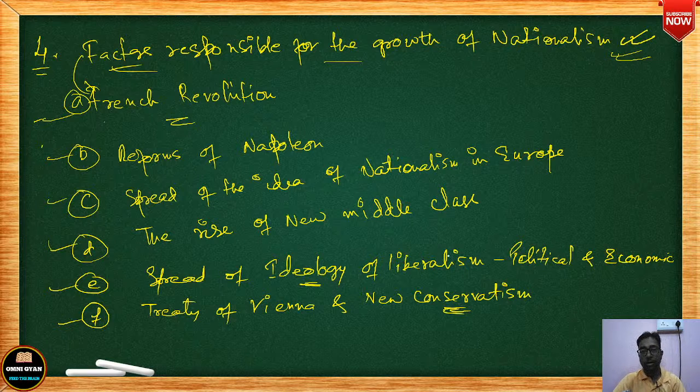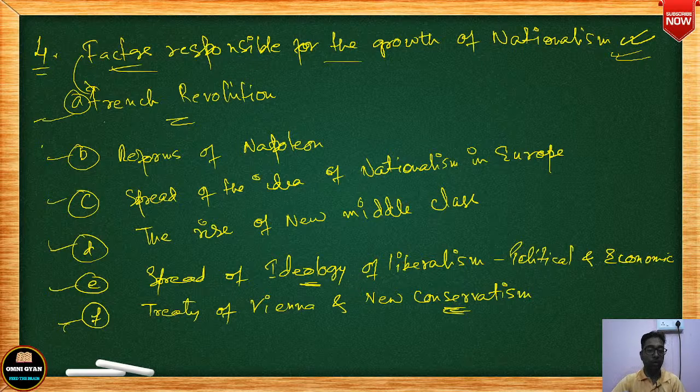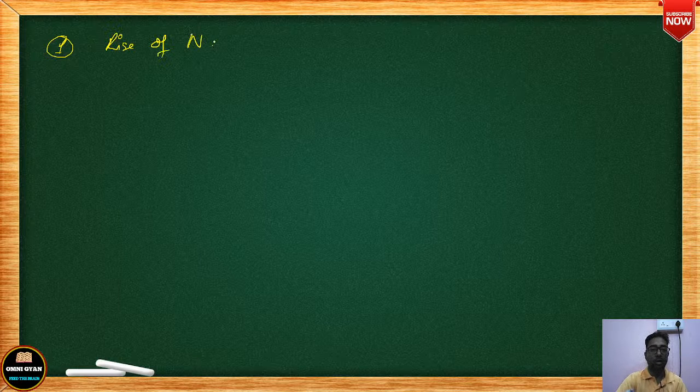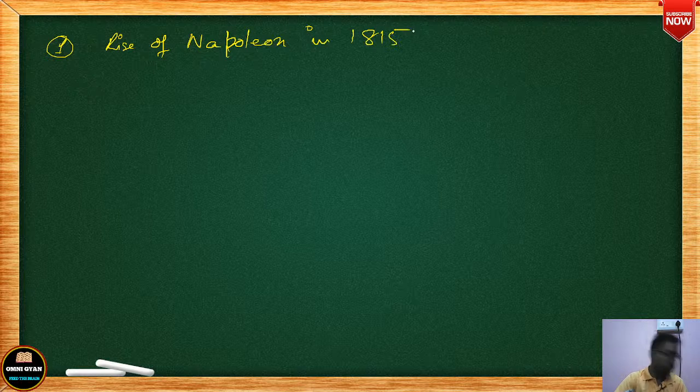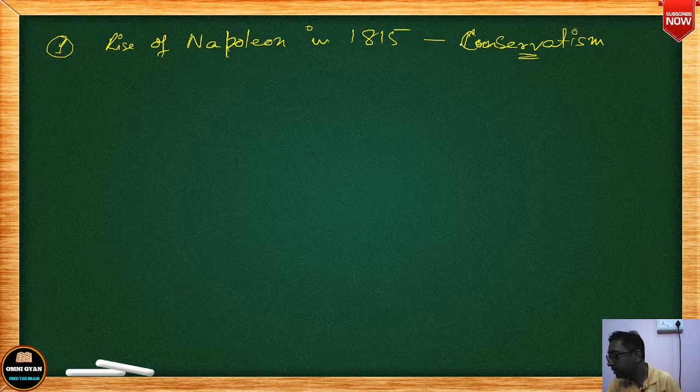Okay, did you write this thing? Let me just clear the screen. Now let's discuss point number F a little. So here the rise of Napoleon, actually the rise of Napoleon in 1815 gave rise to a new ideology. This gave rise to this ideology called conservatism, new conservatism, or conservatism simply. Okay, conservatism. This rise of Napoleon, his winnings, his defeats gave rise to this ideology called conservatism.